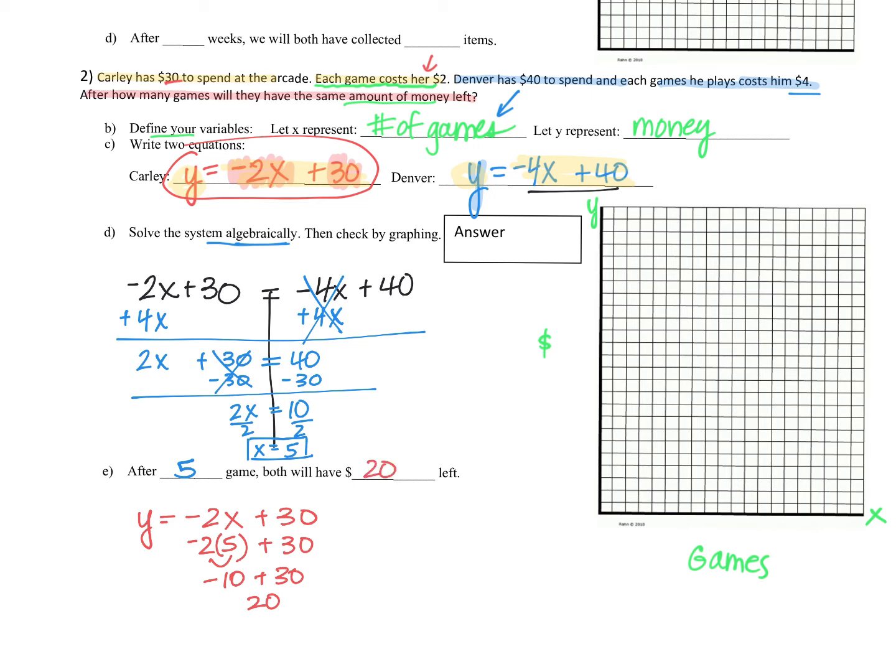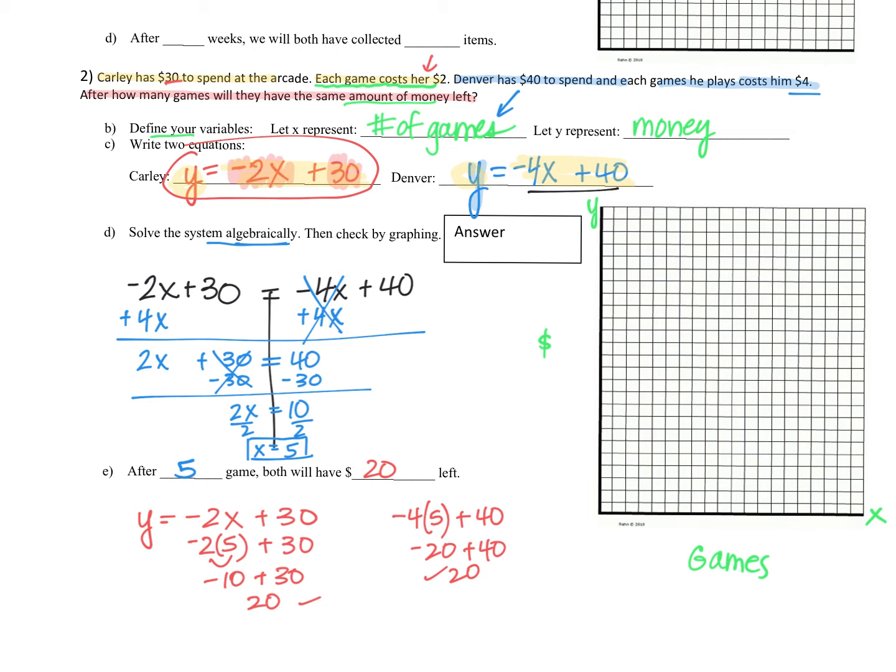Okay, now hopefully that's the same for Denver. I'll do Denver as well. So his was negative $4 a game. He played 5 games, plus he started with 40. Well, negative 4 times 5 is negative 20 plus 40 ends up with 20. So I know I did it correct. They both have $20 left. All right, now we are going to check this by graphing.